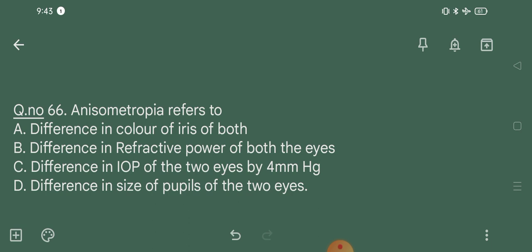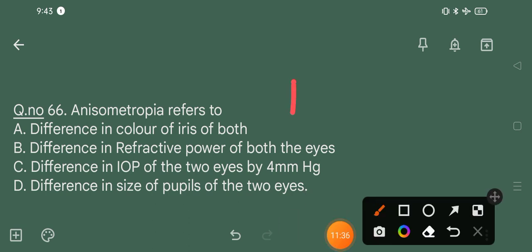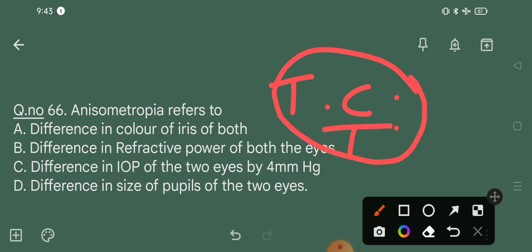एनाइसोमेट्रोपिया हमने इससे पहले वीडियो में ऑलरेडी डिस्कस किया है, उसमें इन डिटेल हमने बोला है एनाइसोमेट्रोपिया के कितने टाइप्स होते हैं, इसके काजेस क्या है और इसका ट्रीटमेंट क्या है, तो वो हमने इन डिटेल में डिस्कस ऑलरेडी किया है.